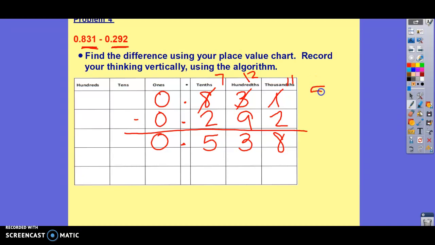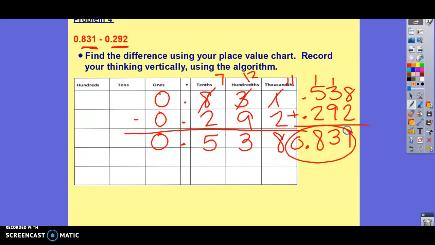If we want to check our work, we can always add our difference and see if we end up with 831 thousandths. 8 plus 2 is 11. 9 plus 4 is 13. 6, 7, 8. I get 831 thousandths, and that's the one number we started with. Very good.